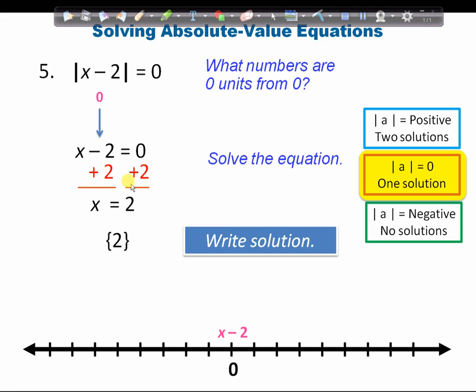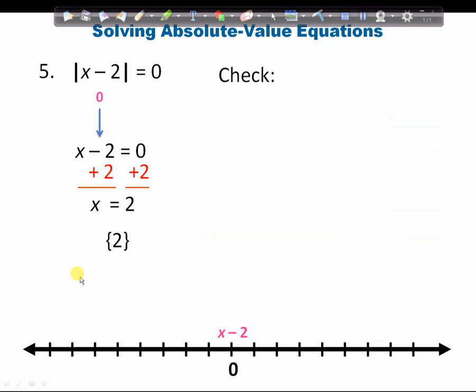We're still going to write it in our brackets, or our squigglies. Still put it in your set notation, and we're still going to check, but this time we only have one answer to check instead of 2. So we're going to go back to the original, and we're going to say the absolute value of 2 minus 2 equals 0, and 2 minus 2 is 0, and the absolute value of 0 is 0. So 0 equals 0, and that checks out. Go ahead again, take a minute, make sure you have the work and the check written down. You do not have to write the number line at the bottom.